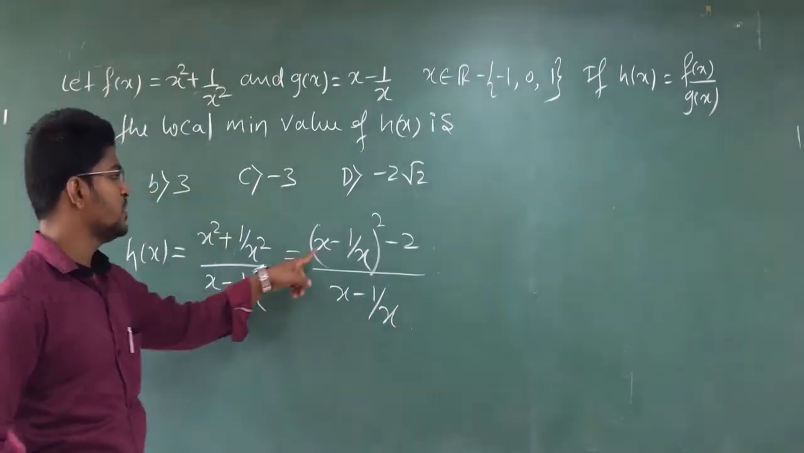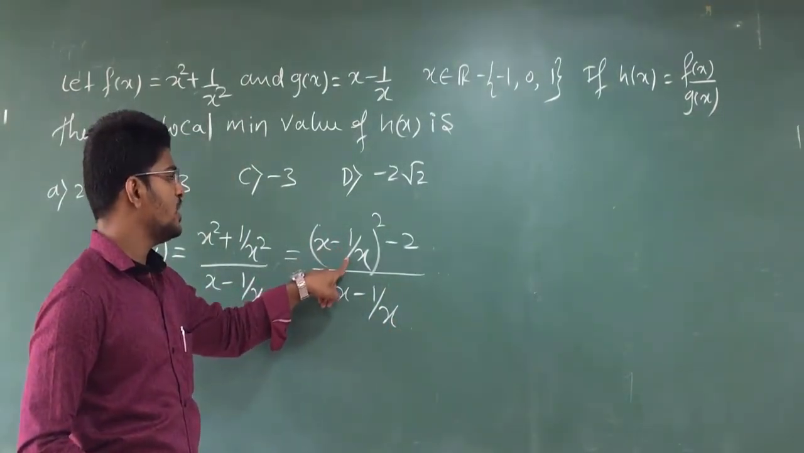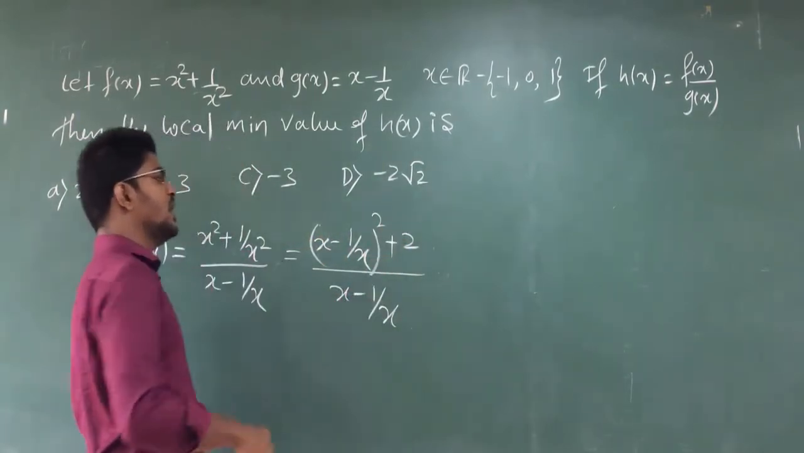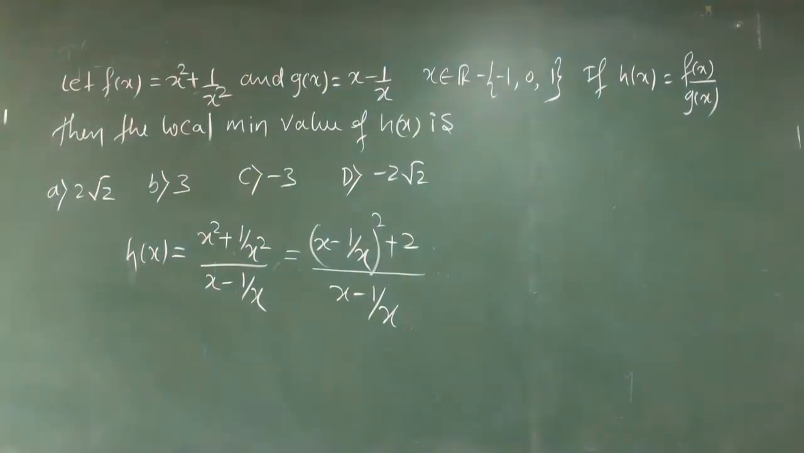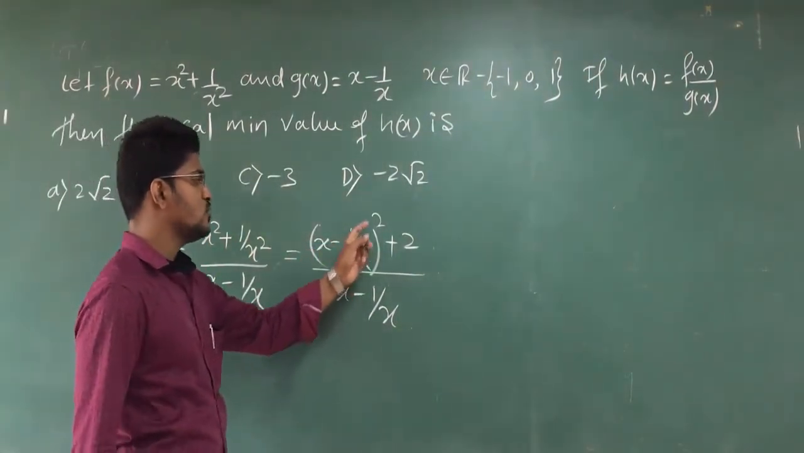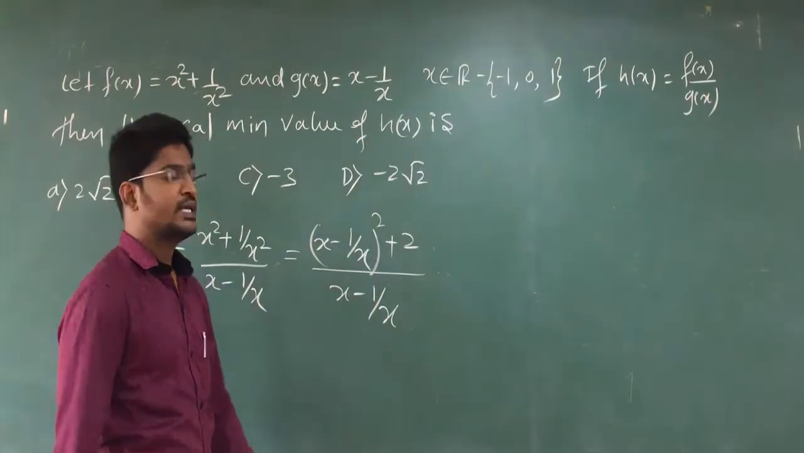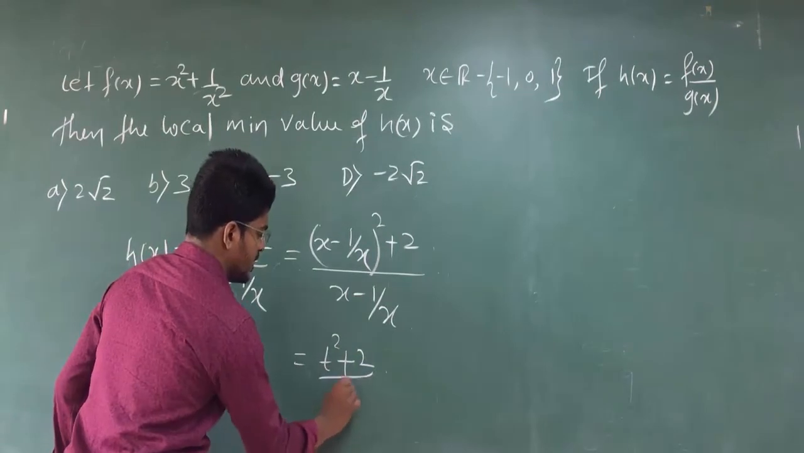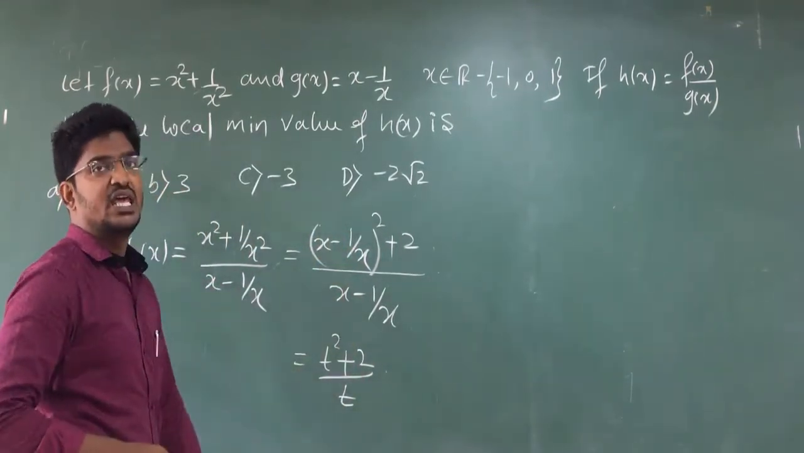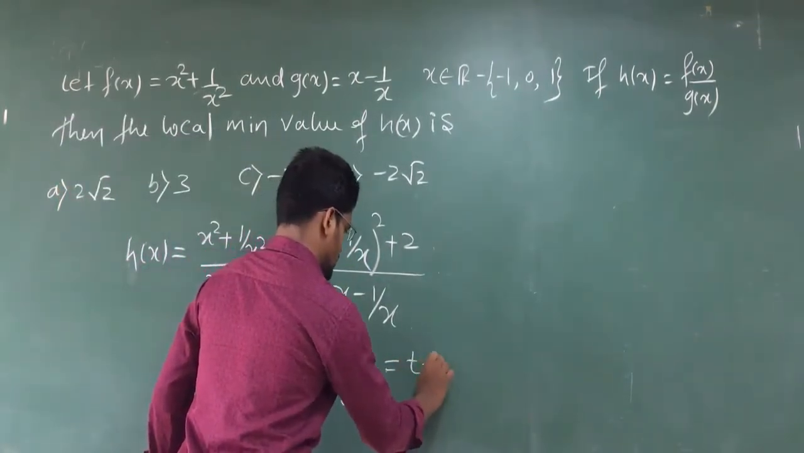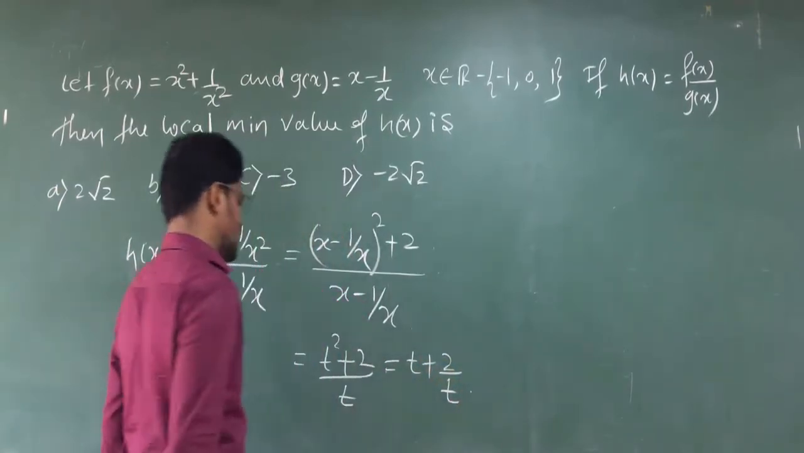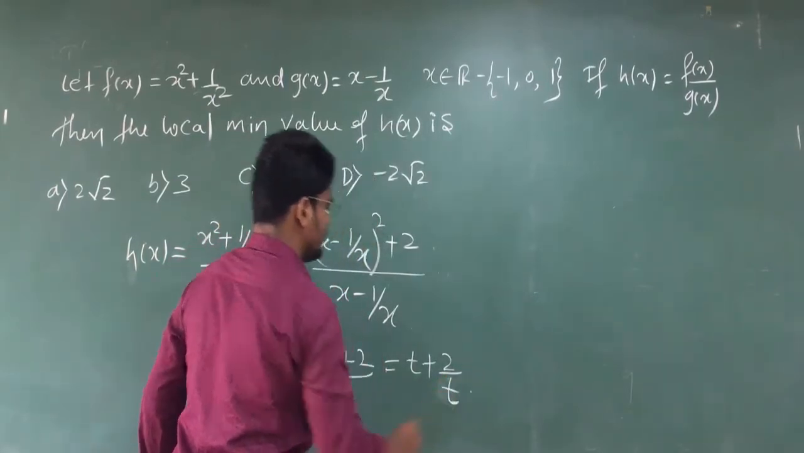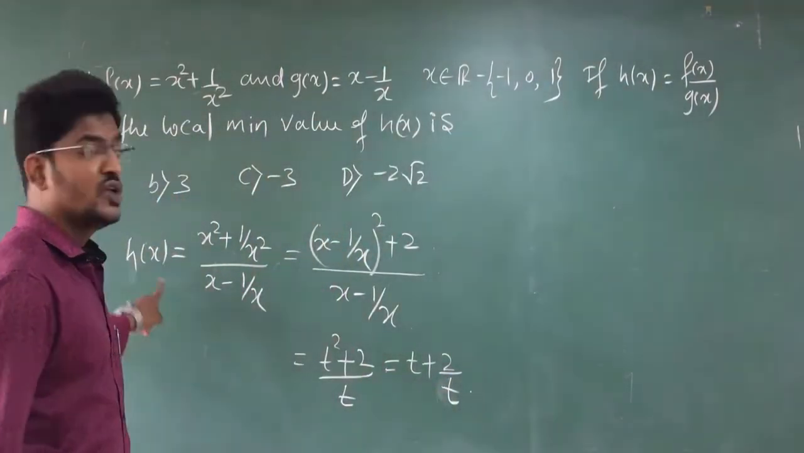See this? If I simplify x² plus 1/x², minus 2 and plus 2, you are going to get (x minus 1/x) whole squared plus 2, divided by x minus 1/x. I can write this as (t² plus 2)/t, I will take this term as t. So t plus 2/t will be your h(x).